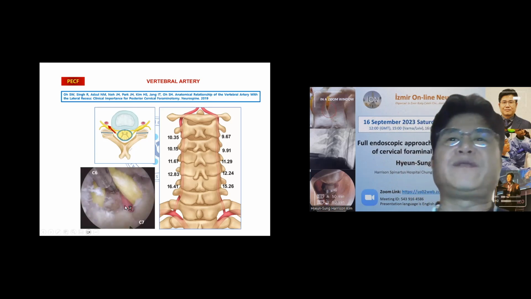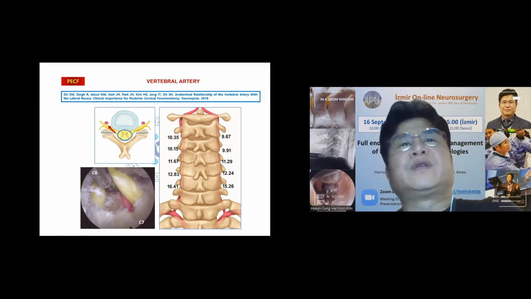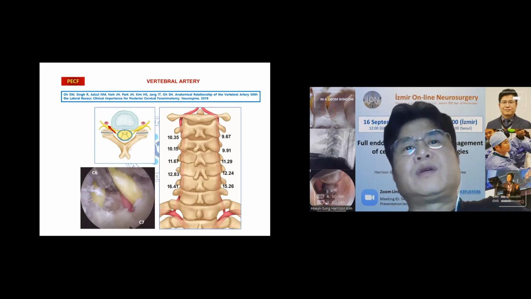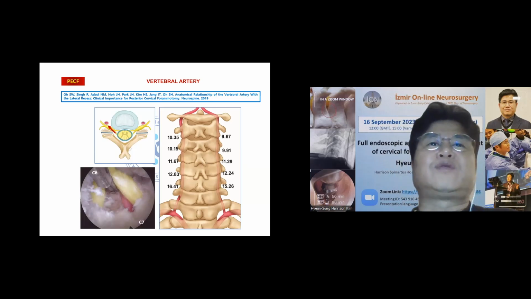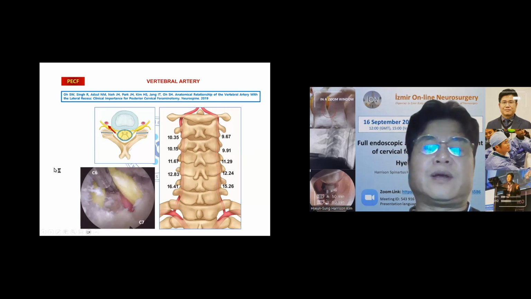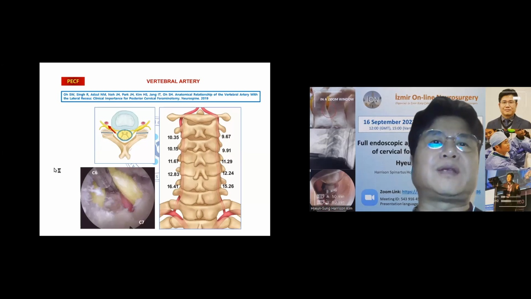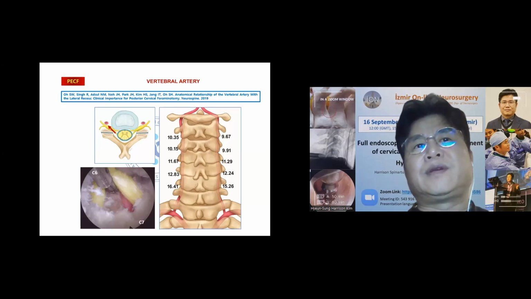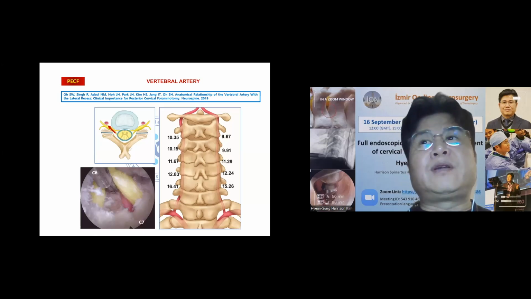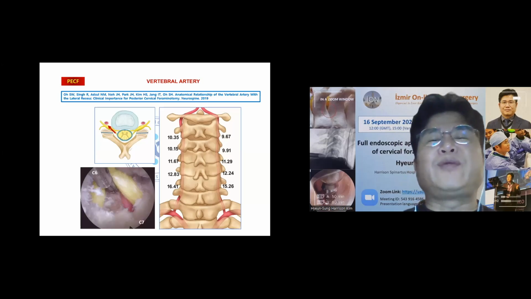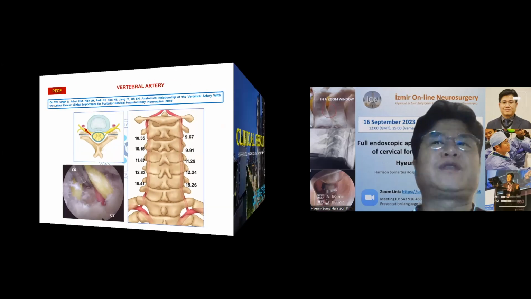This vertebral artery is very close to the nerve root area. Because of that, if you do an aggressive foraminotomy, you should be cautious about vertebral artery damage. I already heard that some doctors injured the vertebral artery, which is very dangerous, but sometimes they were very lucky. Anyway, to keep safety, the vertebral artery is also a very important point of cervical posterior foraminotomy.